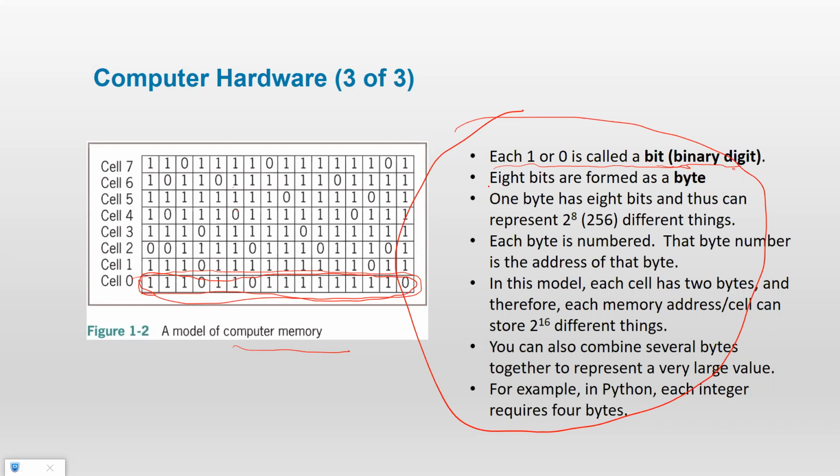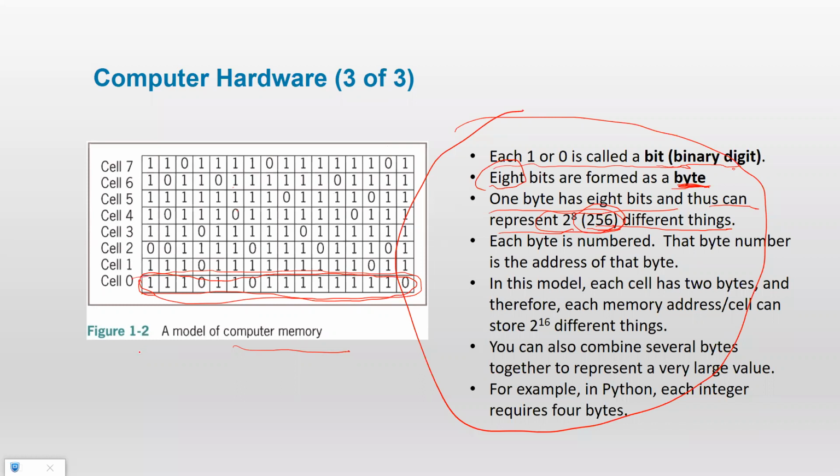Each 8 bits, 8 of them, are formed as a byte. We call that a byte. So bits and bytes. 1 byte has 8 bits, and therefore it can represent 2 to the 8th different things. That is where memory comes in, right? If you have 1 byte, you can store 256 different things. Okay, do you understand that?